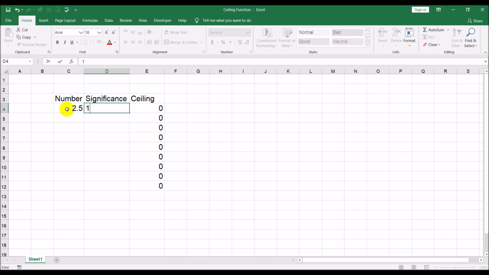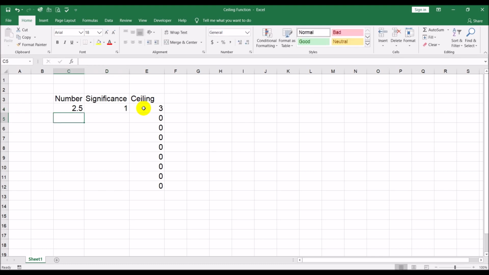Now, supposing that you have a number that's 2.5 and the significance is 1. Since both are positive, this number gets rounded up to the nearest multiple of the significance. When you're rounding this up, the first multiple of the significance that you get is a 3, because 3 is a multiple of 1. So let's hit enter and see if we get a 3 over here, and yes, we do.